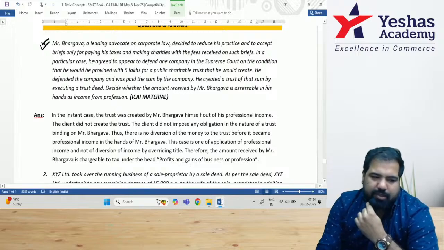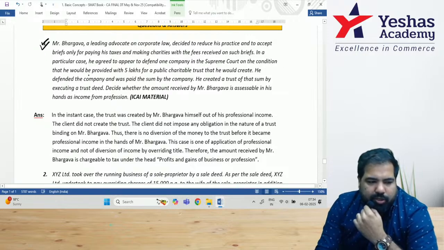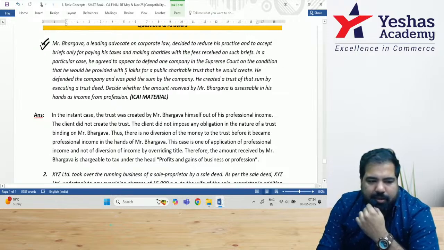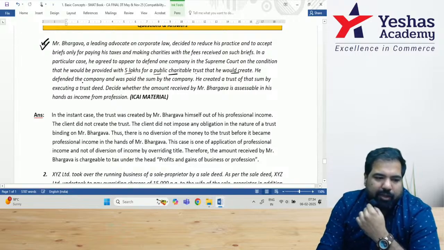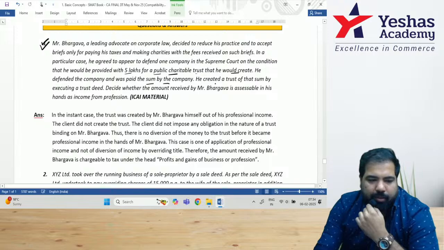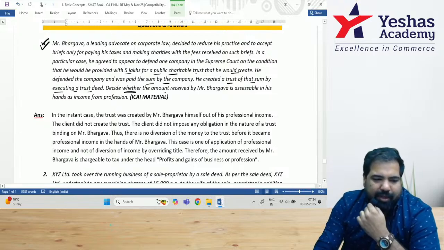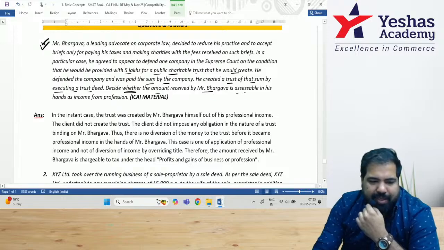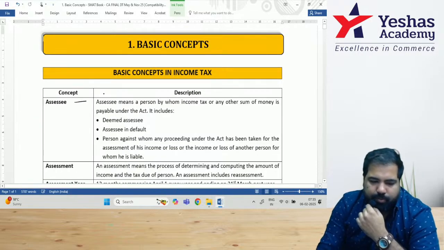In a particular case, he agreed to appear to defend one company in the Supreme Court on the condition that he would be provided with 5 lakhs for a public charitable trust that he would create. He defended the company and was paid the sum by the company. He created a trust of that sum by executing a trust deed. Decide whether the amount received by Mr. Bhargava is assessable in his hands as income from his profession.